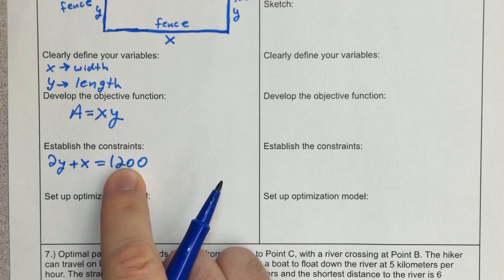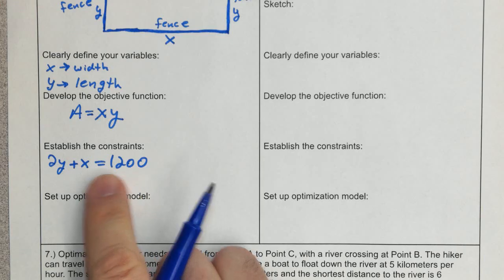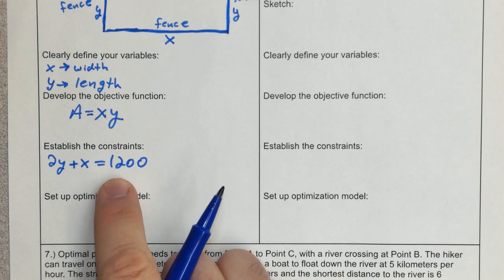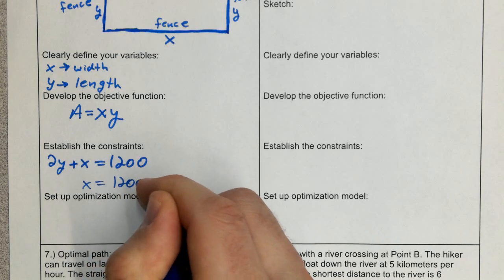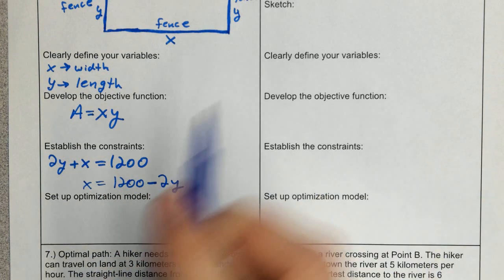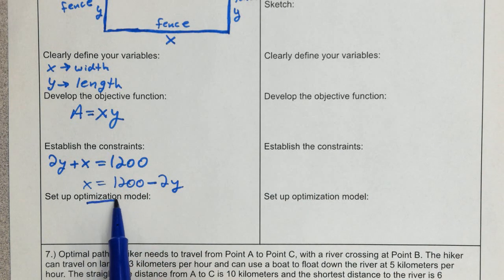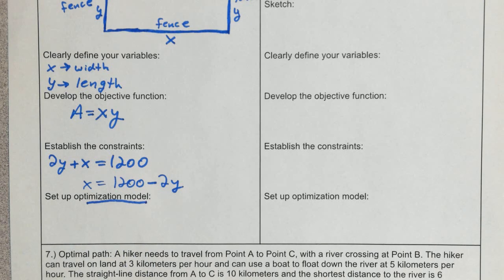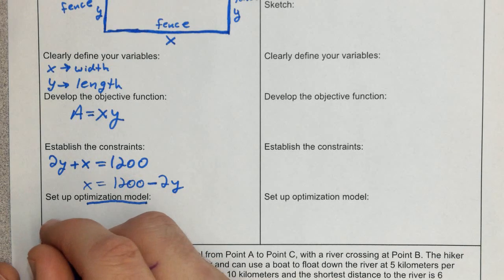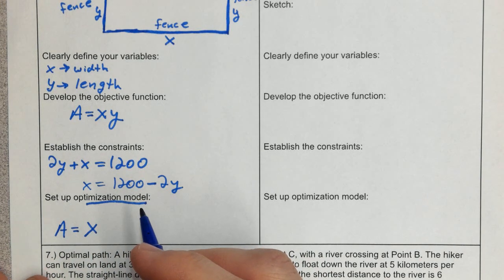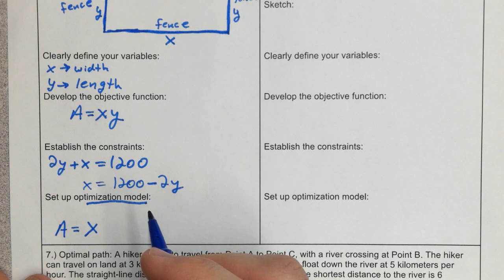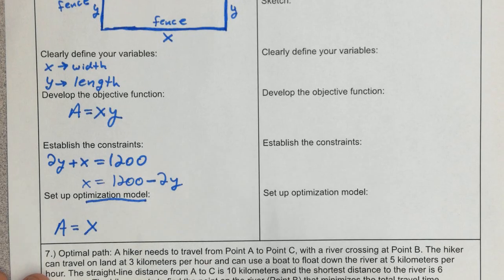If we solve this for either x or y, and I'm going to solve for x, I get x equals 1200 minus 2y. Then I can finally set up my optimization model, optimization function maybe. It's that objective function, but it's only going to have one variable in it. So it's going to look like this. Area is equal to x, and we just, oops, I'm sorry, it's not going to be x, it's going to be y.